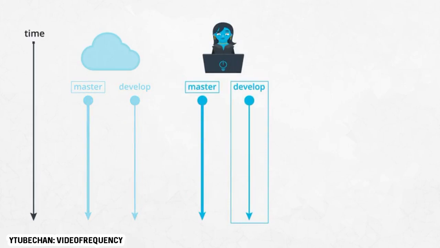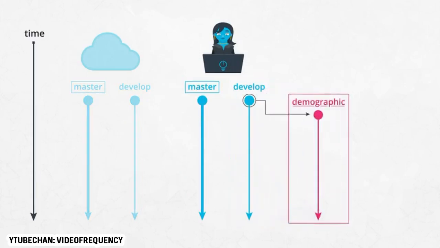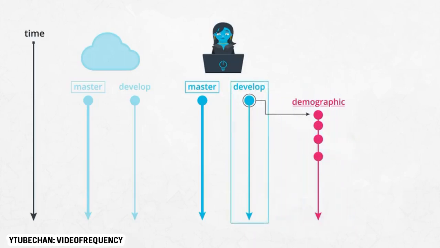When you start working on this demographic feature, you create a new branch for this called demographic and start working on your code in this branch. However, in the middle of your work, you need to work on another feature. So you commit your changes on this demographic branch and switch back to the develop branch.